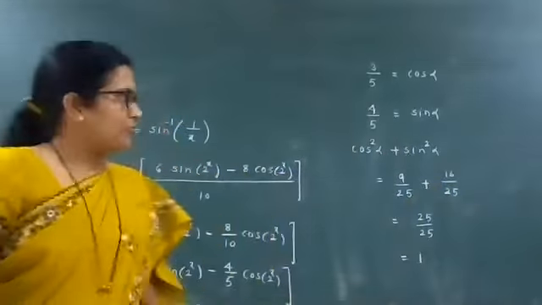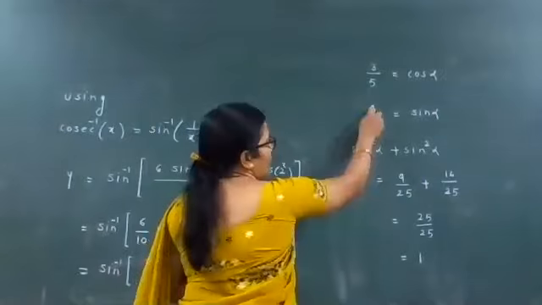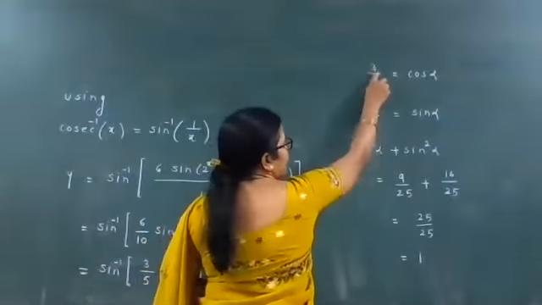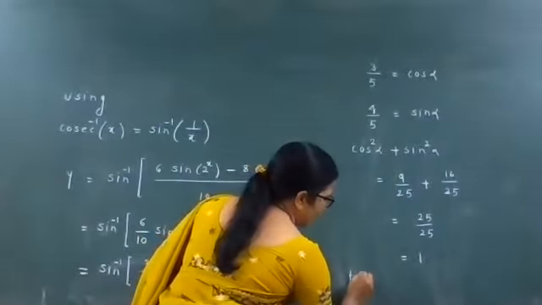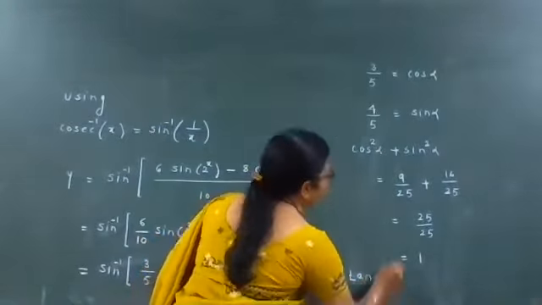Now if you want to write alpha, you can write tan alpha as sin alpha upon cos alpha, 4 upon 5 divided by 3 upon 5. So your tan alpha is coming 4 divided by 3, opposite side upon adjacent side. So what is alpha here? Tan inverse 4 by 3.